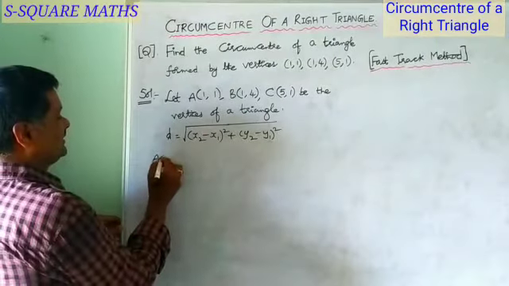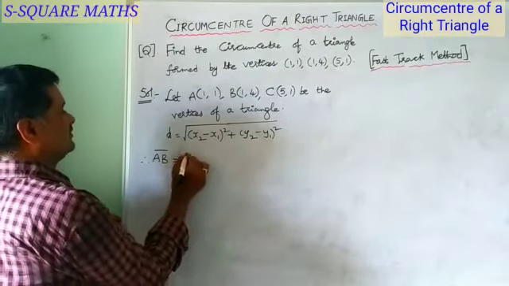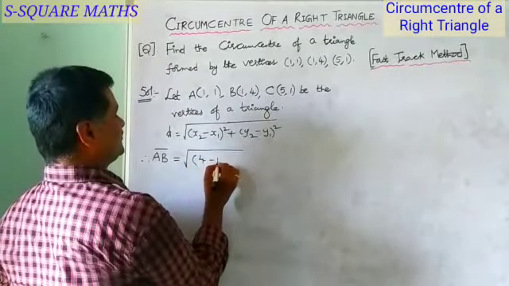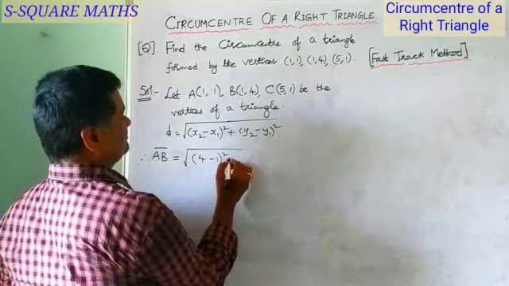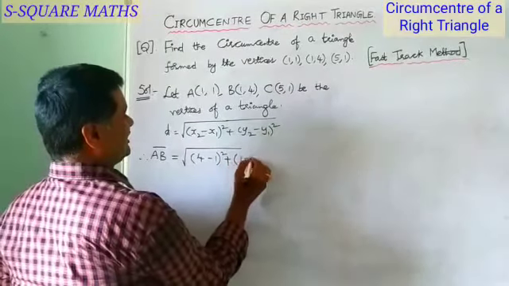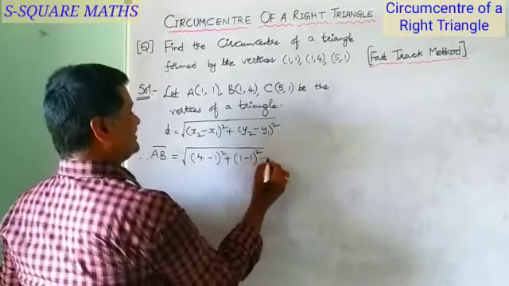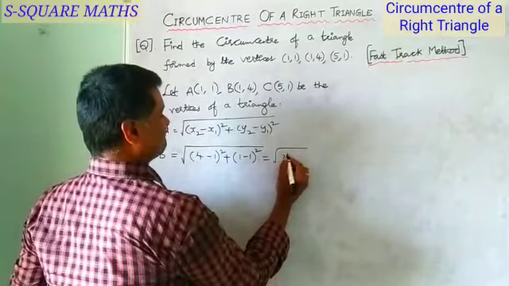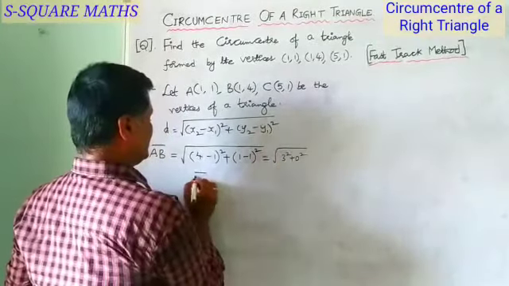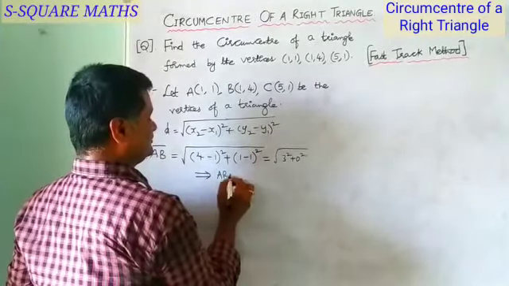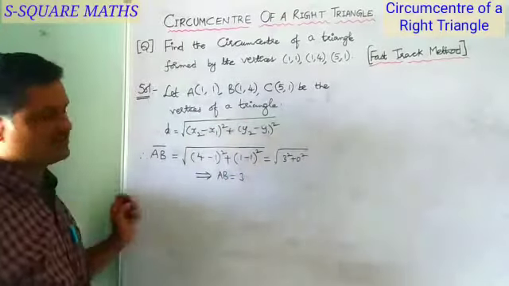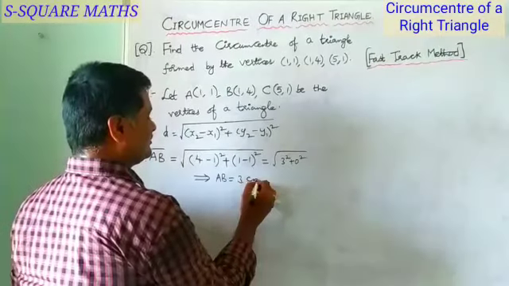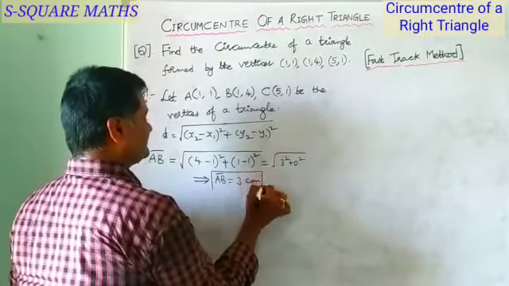So AB is equal to, here x1 y1 and x2 y2, root of (4 minus 1) the whole square plus (1 minus 1) the whole square. It is nothing but 3 square plus 0 square. Finally AB is equal to root of 9, and root of 9 is nothing but 3. So AB is equal to 3 centimeters.